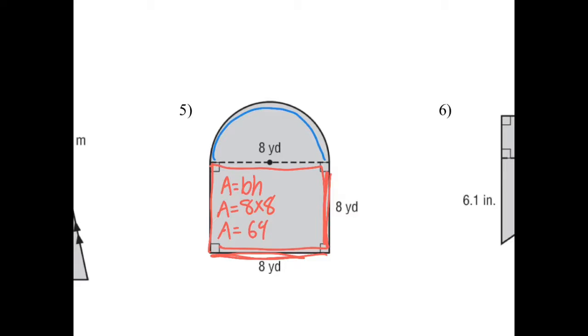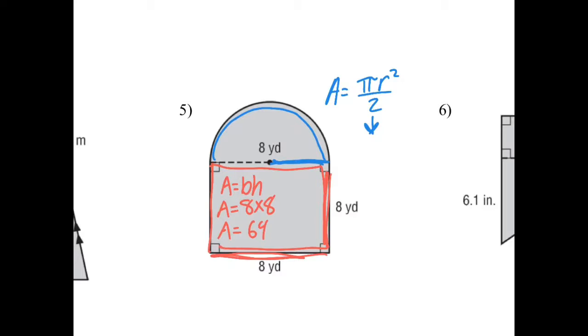Now I've got to do the semicircle. Area for a semicircle is pi r squared divided by 2, because we are dealing with half of a circle. Our radius on this is going to be 8. So from here, I'm going to kind of work my way down now.